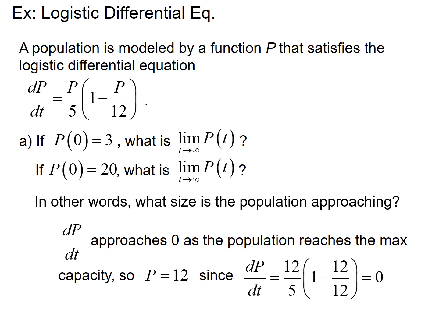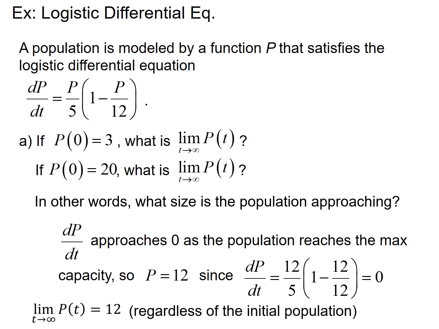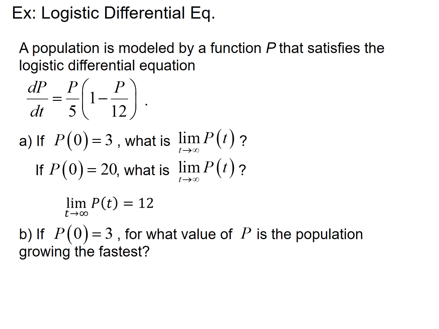And so it's kind of a trick question because it doesn't matter what the initial population is, whether it's 3 or 20, the carrying capacity is 12. So if we started with 3 in this population, it would grow to a max capacity of 12. If we started with 20 in this population, it would decrease to a capacity of 12. If P of 0 equals 3, for what value of P is the population growing the fastest? Well, the population is growing the fastest at half the carrying capacity, which is 6.